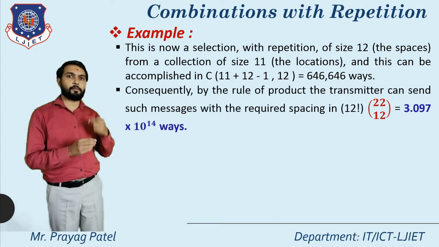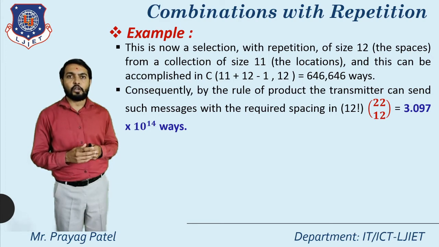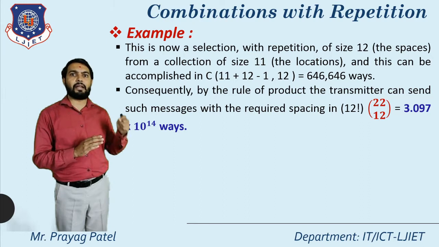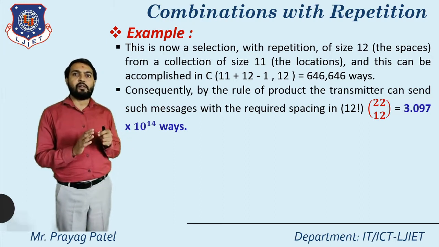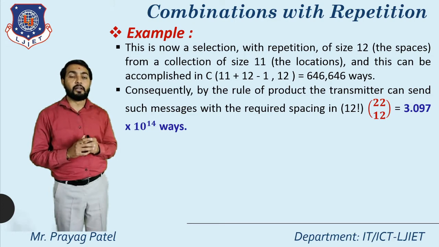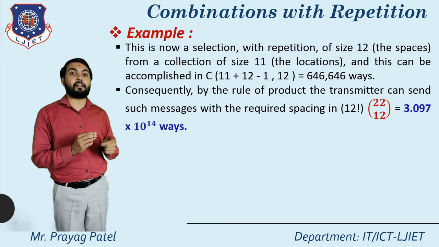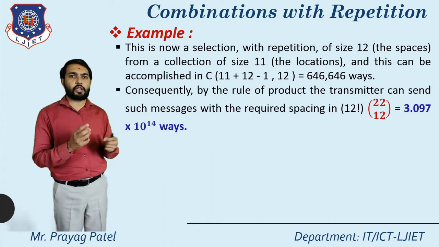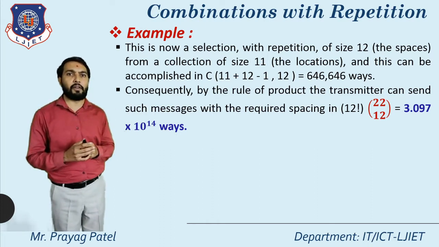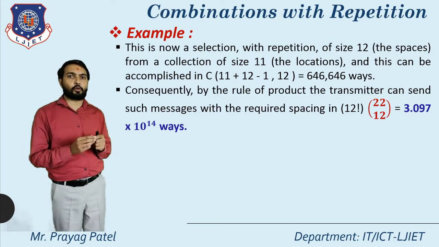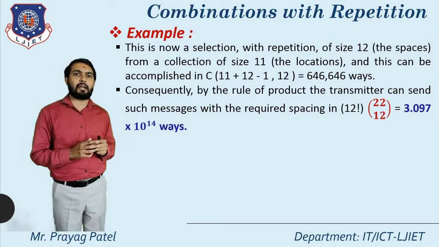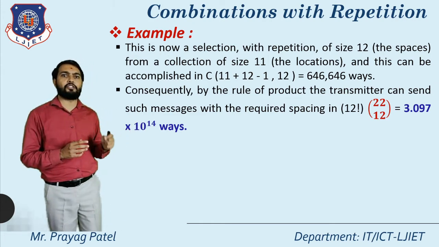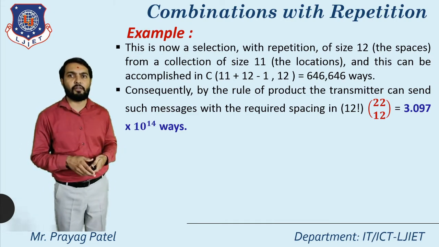Now, the different possibilities for the message transmission. The message transmitted using C of 12 plus 11 minus 1, 12 is the number of different ways for putting the space. But how many ways for putting the symbols? 12 symbols are available and they can change their locations in 12 factorial ways. So we can say 12 factorial multiply by C of 22, 12. So the total answer is 3.097 multiply 10 raised to 14 ways.